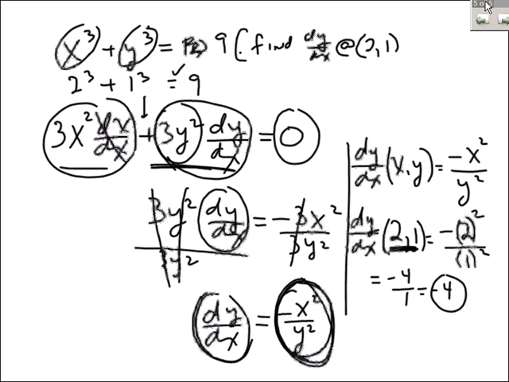Let's do some more where you have products and a power rule problem. How about we do this one? You have that x squared y plus 3y squared, all to the second power, is equal to x plus y. Exactly what you have.